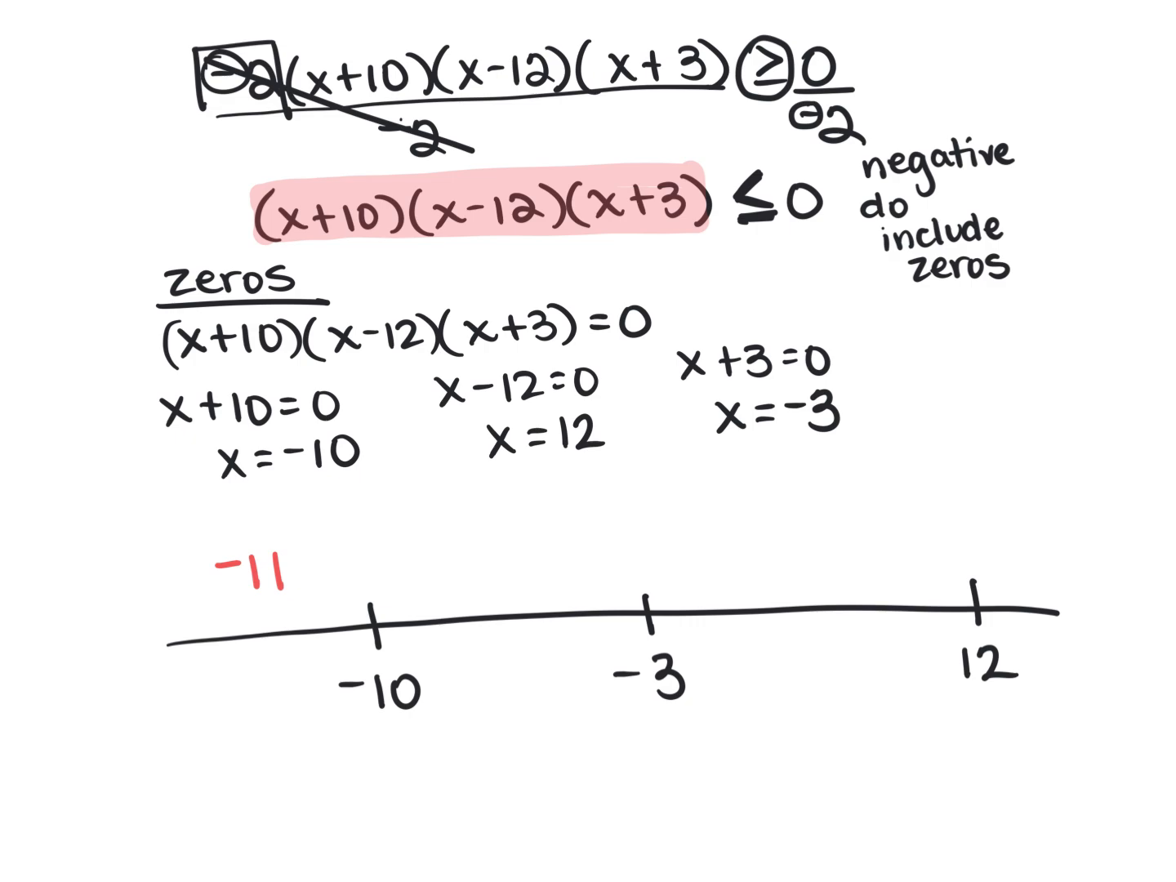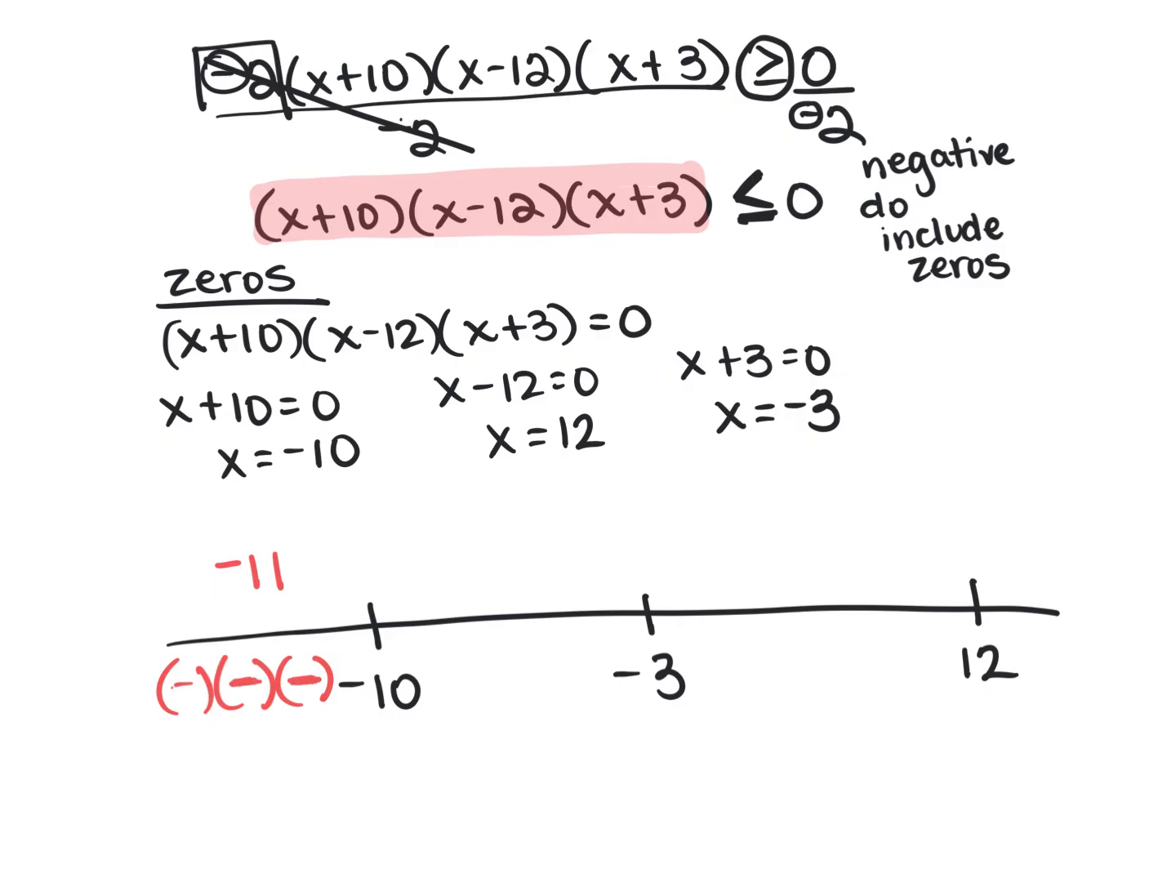So if I have -11 plus 10, that's going to give me a negative number. In the middle one, I have negative 11 minus 12 more. That's also a negative number. And then if I have negative 11 plus 3, that is also a negative number. So a negative times a negative makes positive. And then I also have this third negative here.